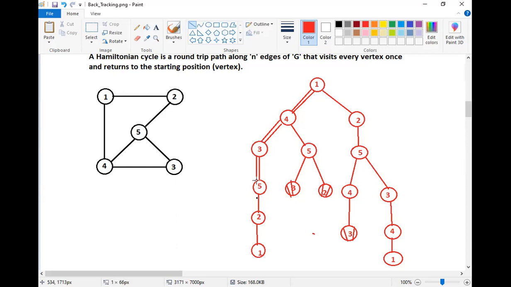All these Hamiltonian cycles, if they exist, we need to highlight with double edges like this. This tells that, okay, this is the Hamiltonian cycle. Also, the other one is also a Hamiltonian cycle. And whatever tree we drew here is called the state space tree for the Hamiltonian cycle.